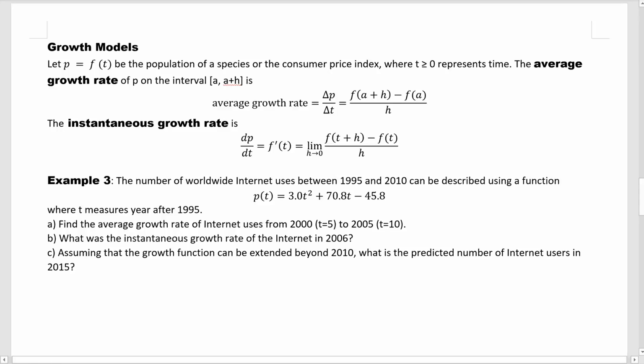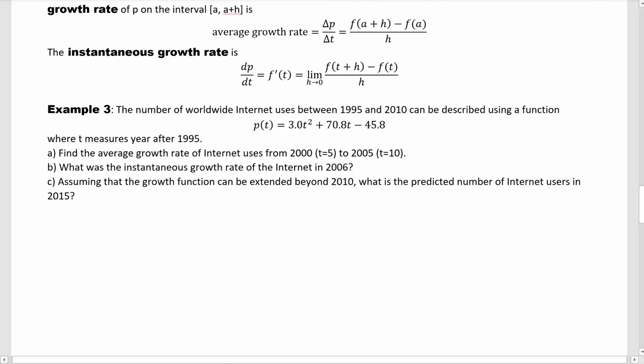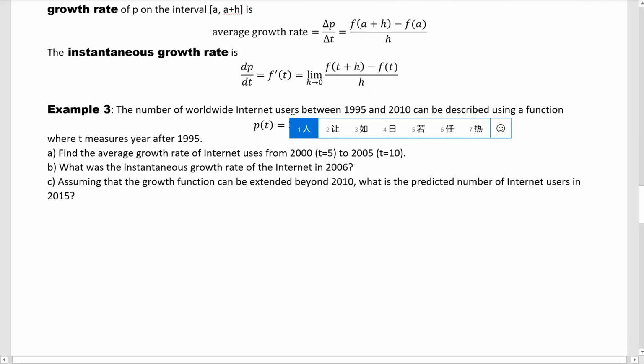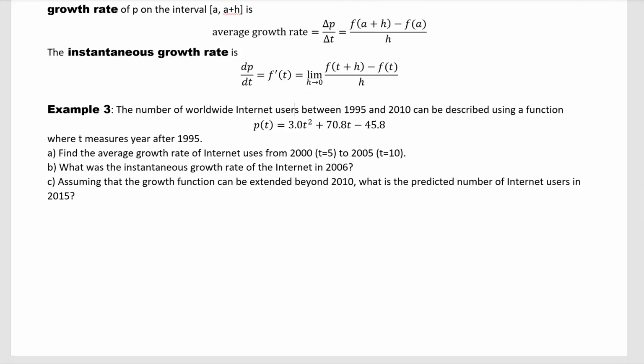Alright, so let's look at example 3. The number of worldwide internet users, should be users. Oops. So internet users between 1995 and 2010 can be described using a function. So this is the function where t measures years after 1995.